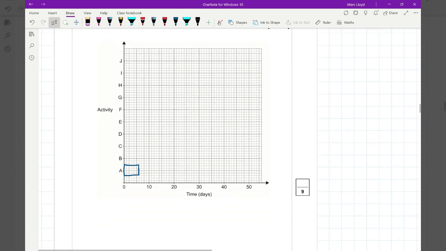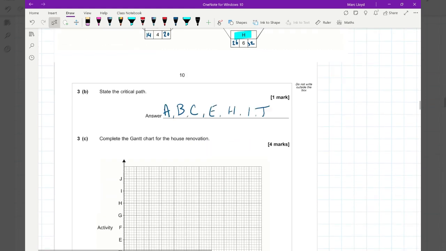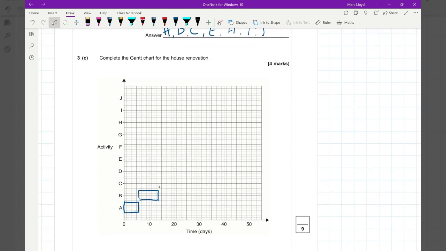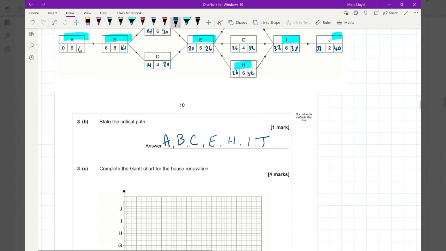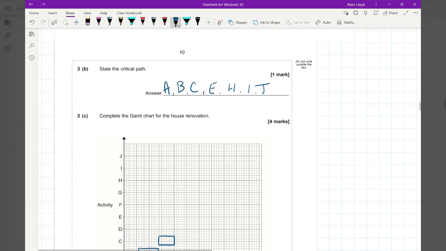B starts at 6 and goes on for 8. There we go. C, 14, and it goes to 20. I might just want to check that. C does go to 20. Okay, and they're all critical, so they're all just boxes.